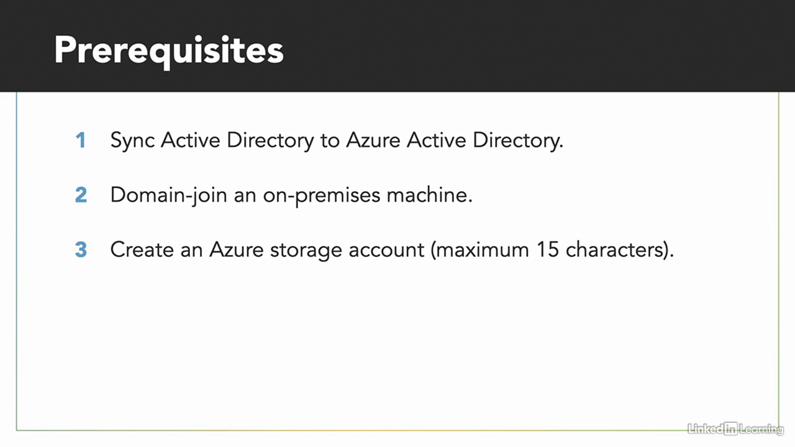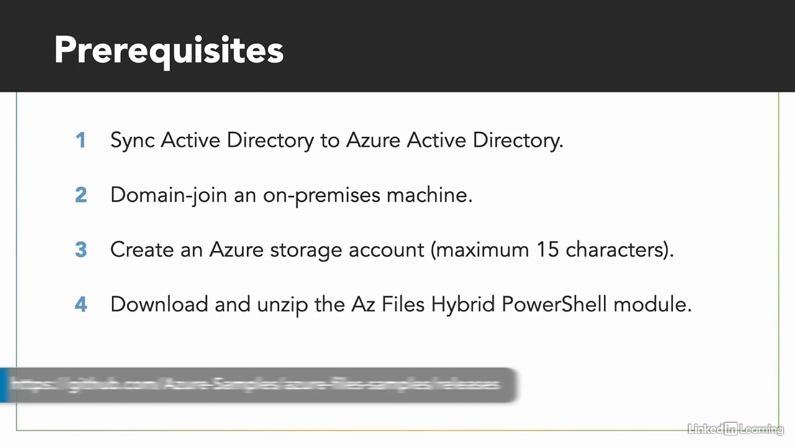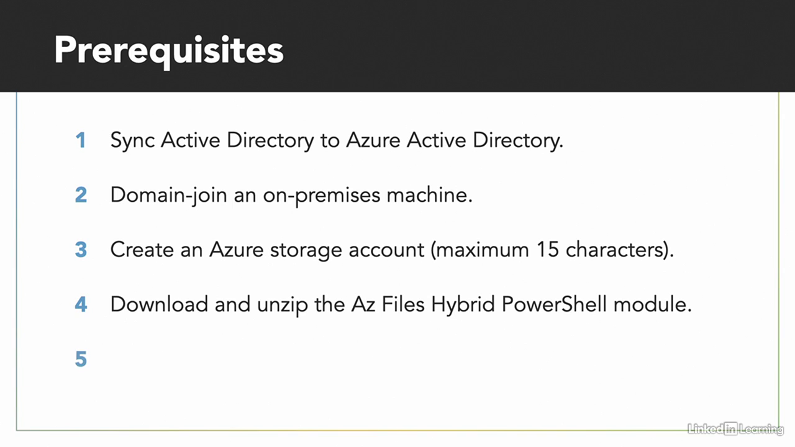For optimal performance, we recommend that you deploy the storage account in the same region as the clients from which you plan to access the share. Now you need to download and unzip the AZ Files hybrid module from GitHub. At the time of this recording, I'm using the latest version. And finally, the network configuration, which I will discuss in the next slide. For now, I assume we have all the prerequisites in place. Let's jump to the demo.